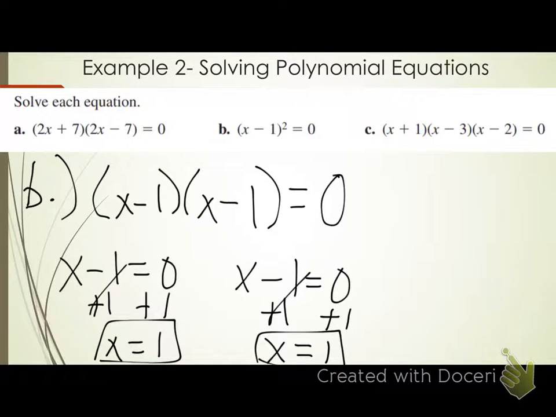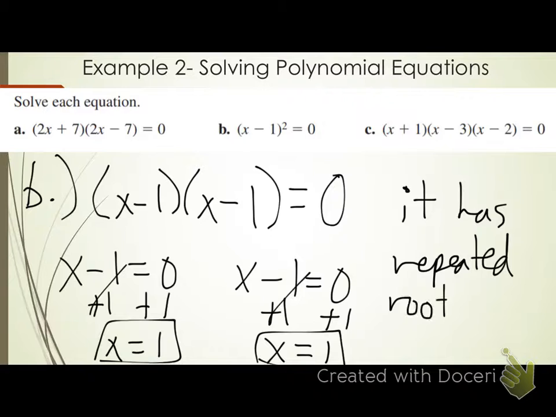Do I have any repeated roots? Yep, I'd say it has repeated roots of 1. There you go. Any questions on letter B? Or I guess you could say x equals 1. And can I erase and move to letter C?